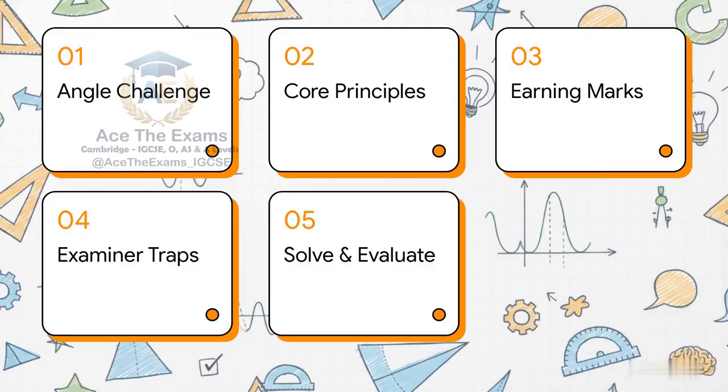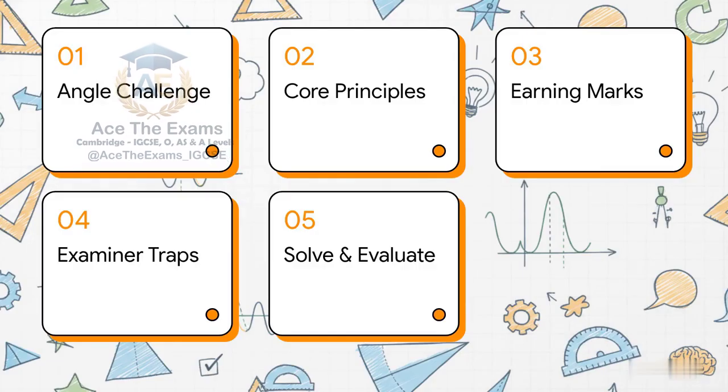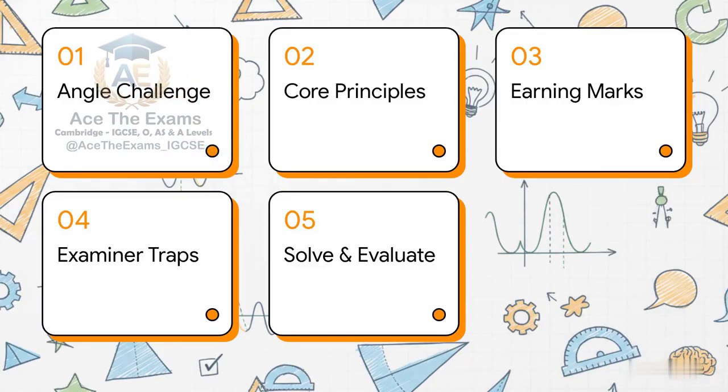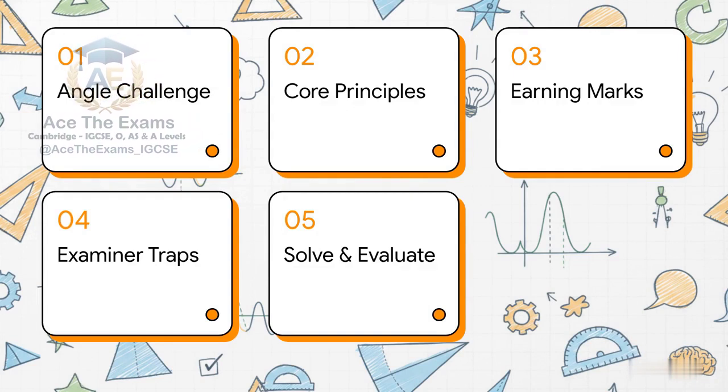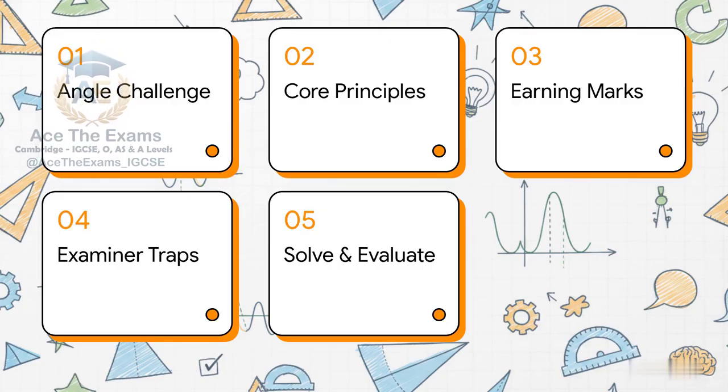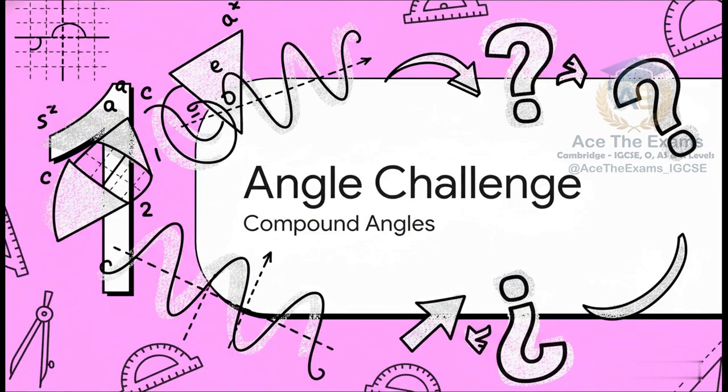Here is our lab protocol and strategic roadmap for today's explainer. First, the compound angle challenge. Second, core theoretical principles. Third, earning method marks. Fourth, top 3 examiner traps. And finally, deconstruct, solve, evaluate. Initiating Phase 1, the compound angle challenge.